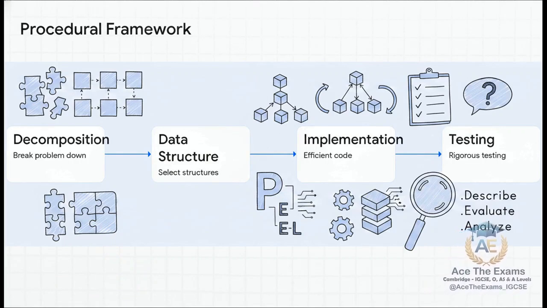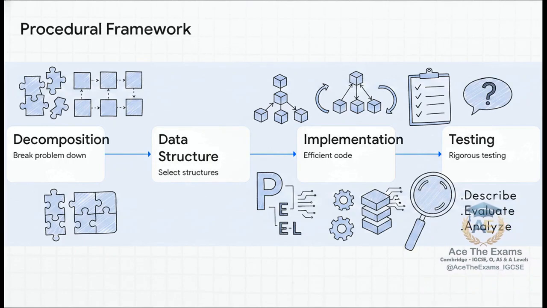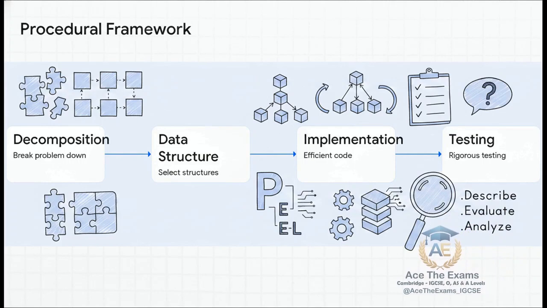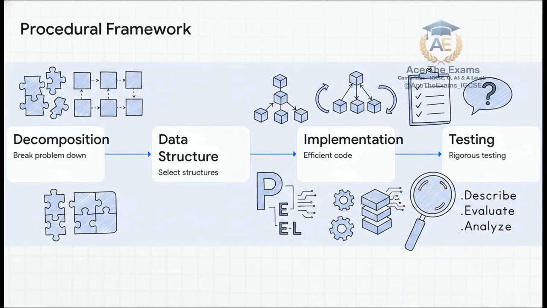Step 3 is efficient implementation, and in the context of theory questions, this means efficient structuring of your argument using the PEEL framework, point, evidence, explanation, link. You make your point about the processor core, you provide evidence directly from the scenario, you explain the technical mechanics of why it matters, and finally, you link it back to the question's core objective. And step 4 is rigorous testing. In an exam, testing means rereading your answer to ensure it directly addresses the command word. Did they say describe, evaluate, or analyze?